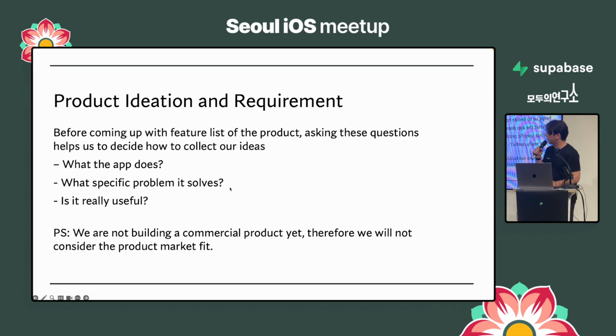And for products, when we are coming up with and building the product itself, the first thing we have to do is to develop the requirements: what we are going to build, and what kind of features we are going to add to the product in the first place. So before we come up with the feature list of the product, asking these questions helps us to decide how to collect our ideas.